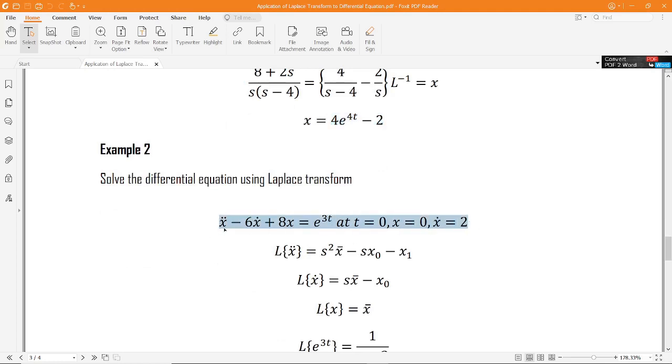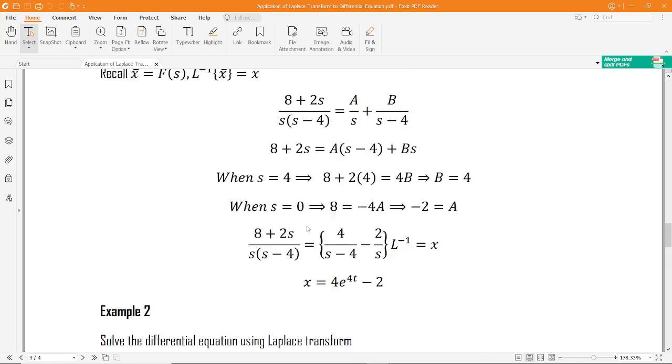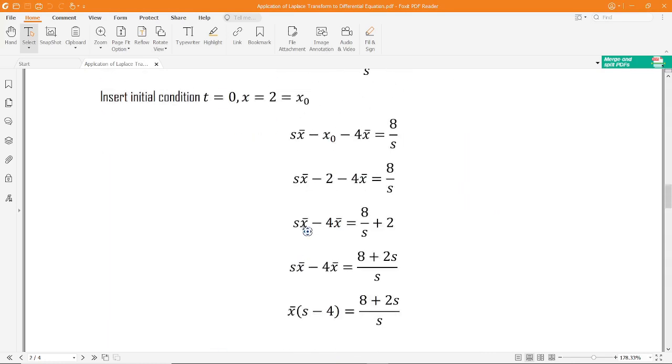We are given that x double dot minus 6x dot plus 8x equals e^3t. And at time t equals 0, we have x equals to 0 and x dot equals to 2. Now, the same way, the first thing is to rewrite the equation in Laplace form. So what is the Laplace of all the x terms? So the x double dot from here, which is what is here.